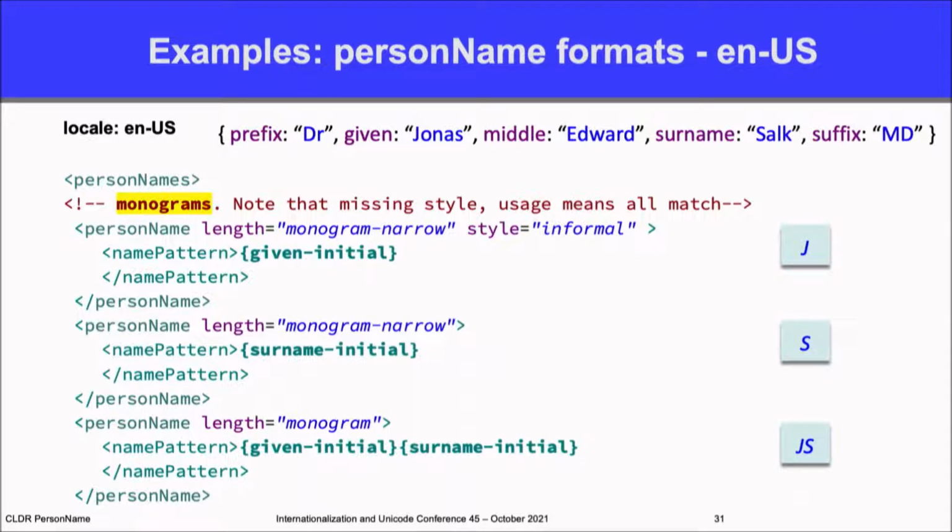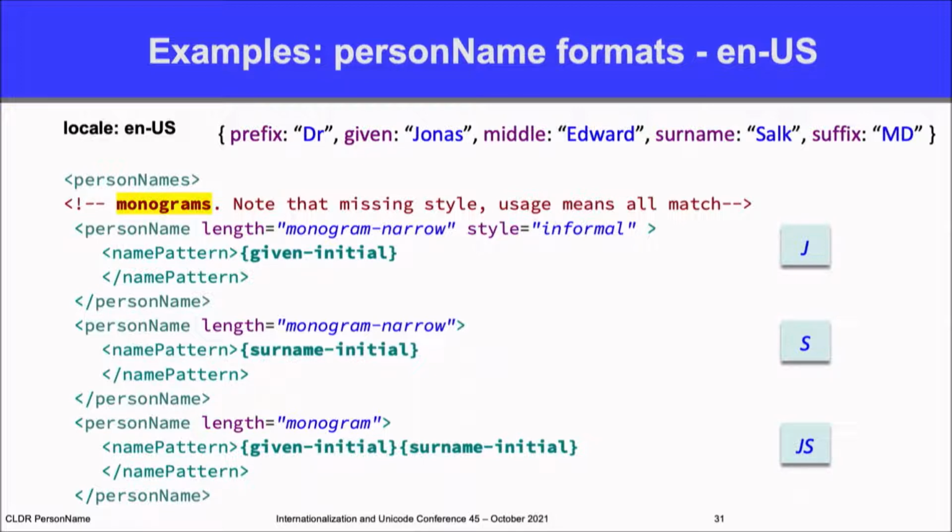So informal would just take the initial of the given name. Then if I have the next one to drop down, it's still monogram narrow, and all it says is length monogram narrow. So what happens if they want to say, no, I want to do monogram narrow formal? Well, since it's not informal, I don't see the style, so style matches everything, so that would be the formal reference. And that would drop down, and in this case, it's the initial of the surname.